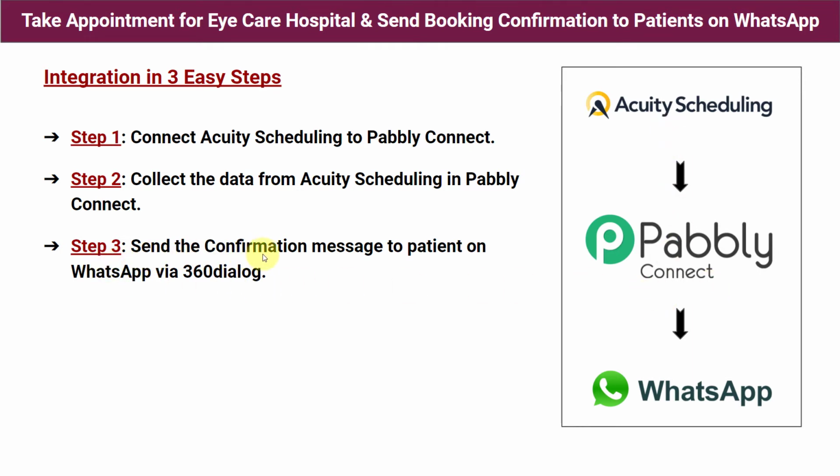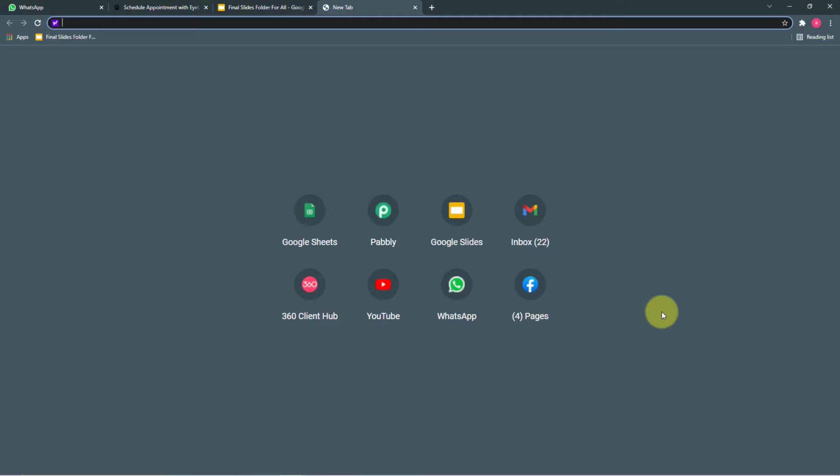And step 3 is send the confirmation message to the patient on WhatsApp via 360 dialog. Okay, so finally we are going to send the confirmation message of the booking to the patient whose data we have collected here in Pabbly Connect, on his or her WhatsApp account. And to do this, we are going to use another application which is called 360 dialog. So guys, I will tell you what 360 dialog is later on in this video. First of all, let's jump to our step 1 and open Pabbly Connect.